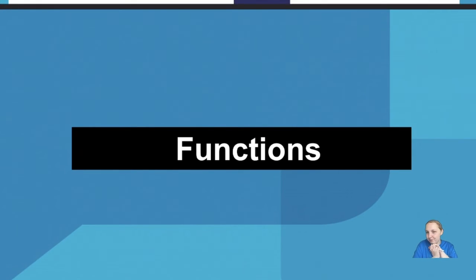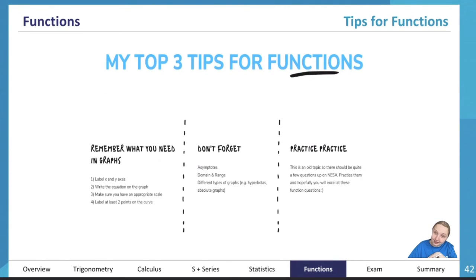Moving on to our final topic for today, functions. Finally, the last set of tips for functions. Want to think about first about remembering what you need to put in your graphs. Always need to label the x and y axis. You need to write the equation to the graph when you're doing it after you've sketched it. You want to make sure you have an appropriate scale, because you can get marked down if you've got an abnormally small scale that makes your graph like this tiny little thing in the center of your sketch paper. And you want to make sure you label at least 2 points in the curve just to show that you actually do understand what you've drawn.